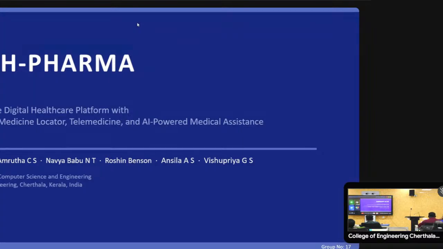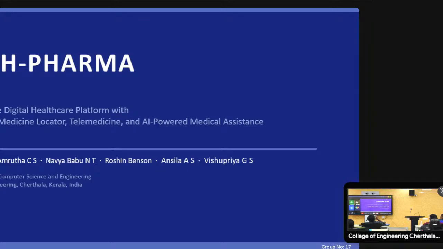B.Tech in Computer Science in College of Engineering, Cherthala. Today, I am presenting our project titled Tech Pharma, an intuitive digital healthcare platform with real-time medicine locator, telemedicine, and AI-powered medical assistance. This project focuses mainly on solving real-world healthcare problems like difficulty in finding medicine, delayed doctor consultation. Through Tech Pharma, we aim to bring pharmacy search, telemedicine, AI assistance, and reminders into one unified platform.